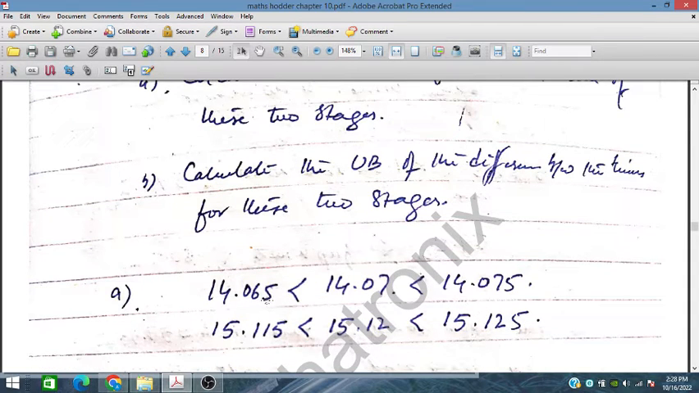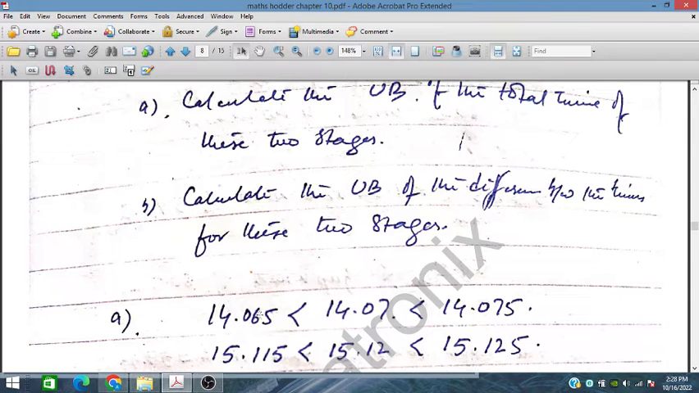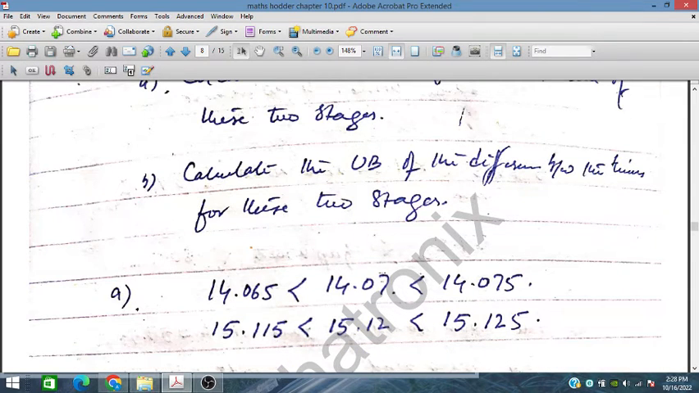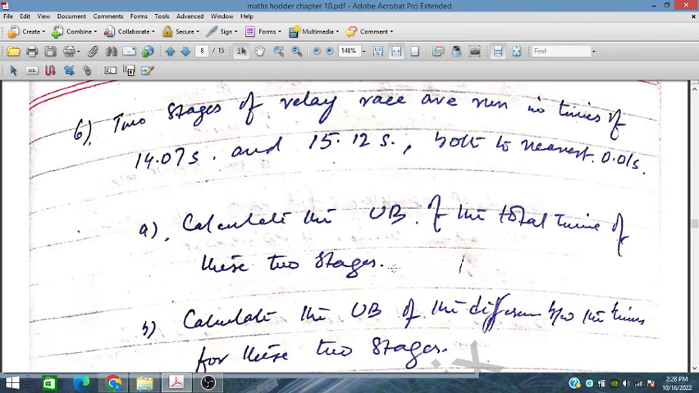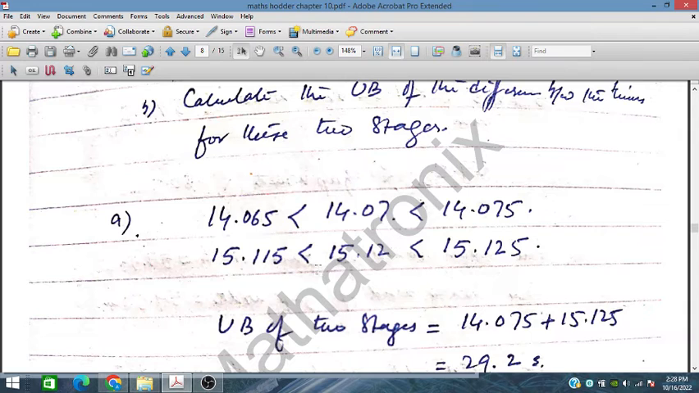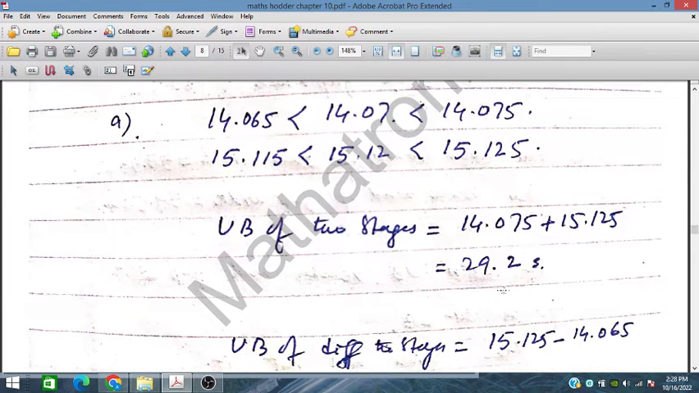So for one of the relays the timing is 14.07, and this 7 can be written as 0.065 for the lower bound and 0.075 for the upper bound. For 15.12 seconds it has a lower bound of 15.115 and an upper bound of 15.125. So the upper bound of the two stages is 29.2 seconds.